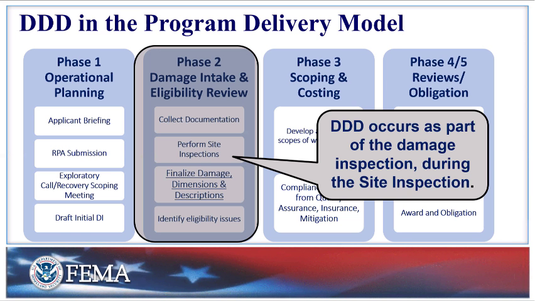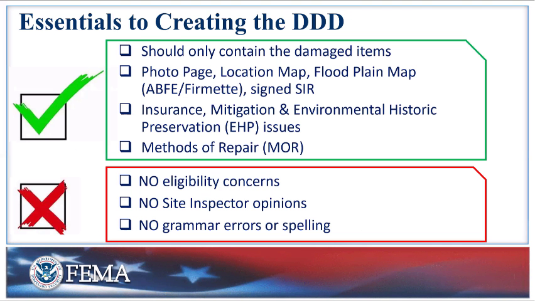So we want to make sure that we get that applicant's concurrence and signature, because again, this is done in Phase 2, and we don't want anything to hinder the application from moving forward into Phase 3. So we want to ensure that we have everything complete. Here's the essentials for creating that DDD.